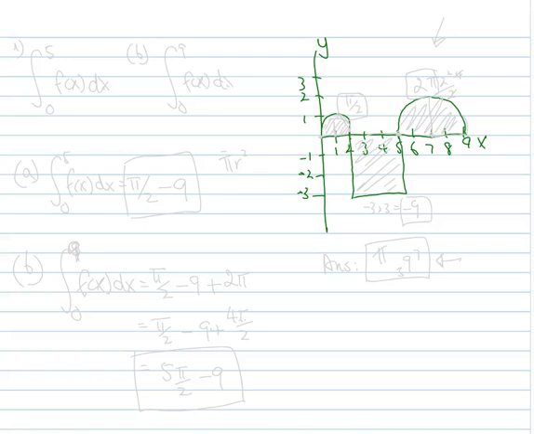Okay, so in this question we're asked to find definite integrals of this function. Now, a definite integral just means it's an integral but it's got endpoints. So there are two parts to this question. Part A says from 0 to 5 of f of x dx, and part B says from 0 to 9 of f of x dx.